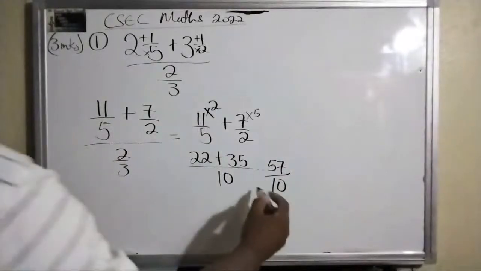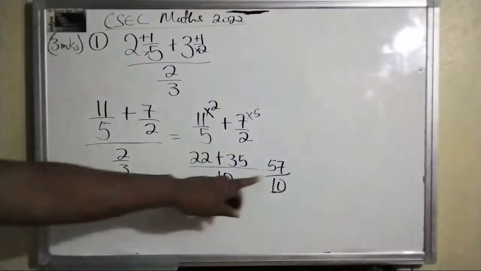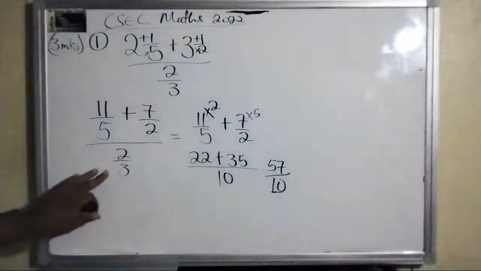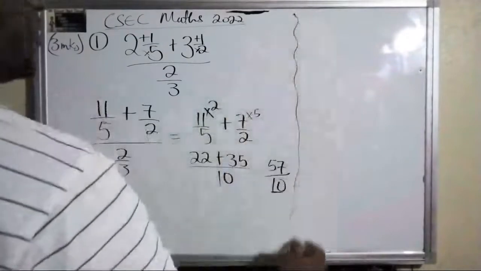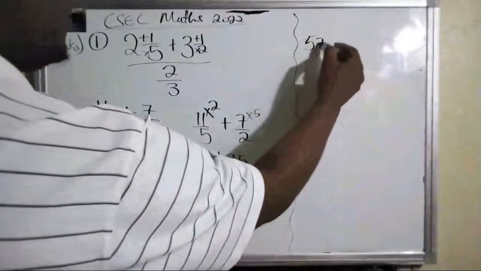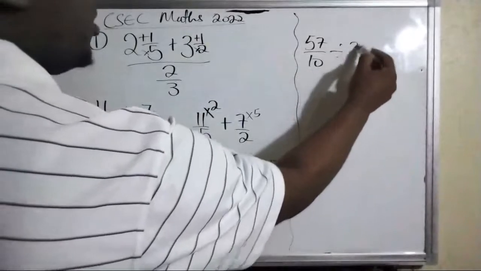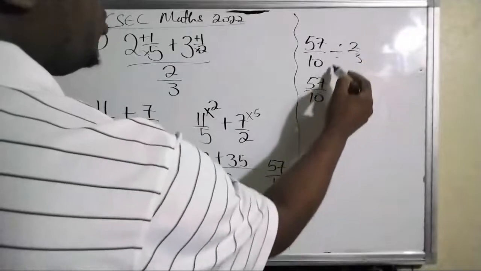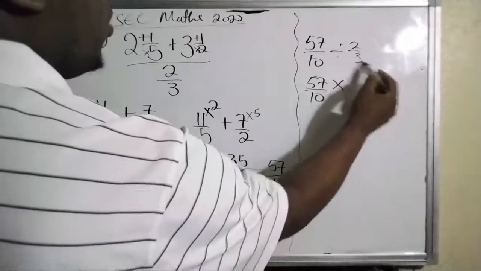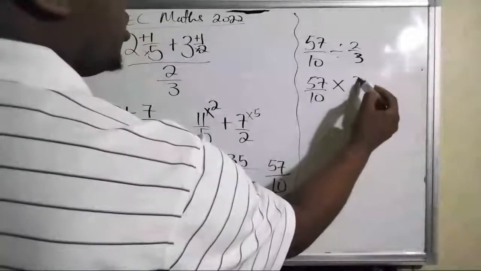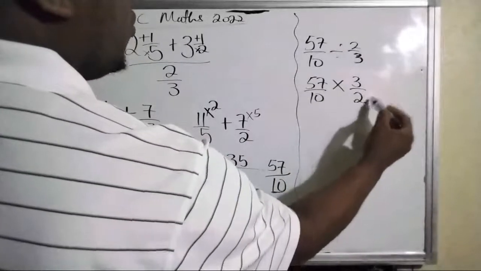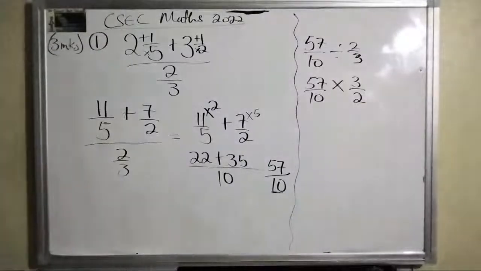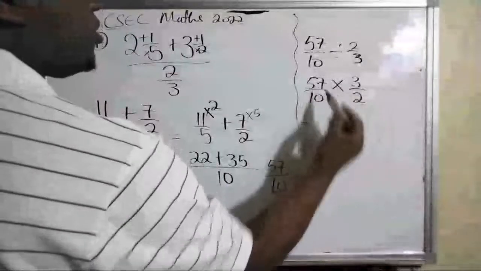This is for the top, right? So it's 57 over 10 divided by 2/3. Alright, so let's complete it. So it's 57 over 10 divided by 2/3. And we know that when we are dividing, we change it to multiplication. However, we must invert the fraction. So this becomes 3 over 2. Alright? Look if anything can cancel. Nothing can cancel. So we just say 3 times 57.